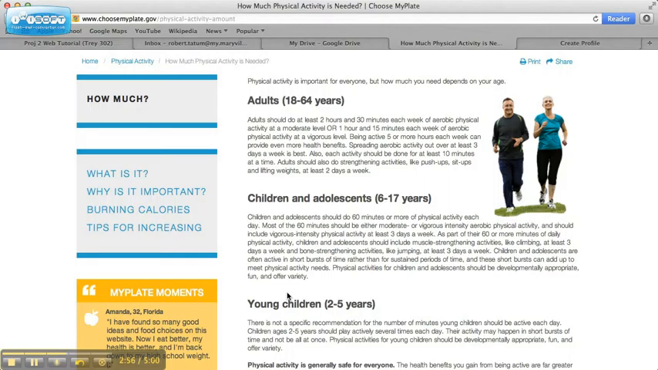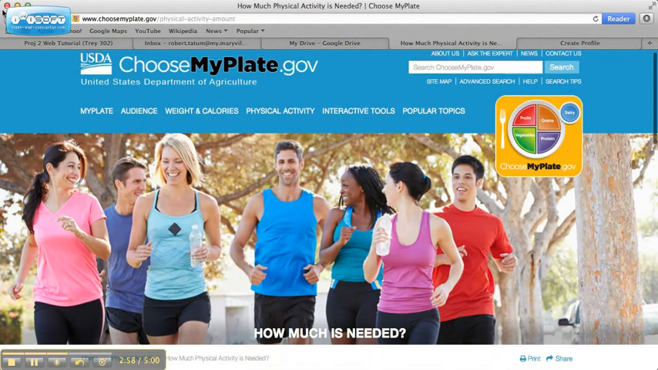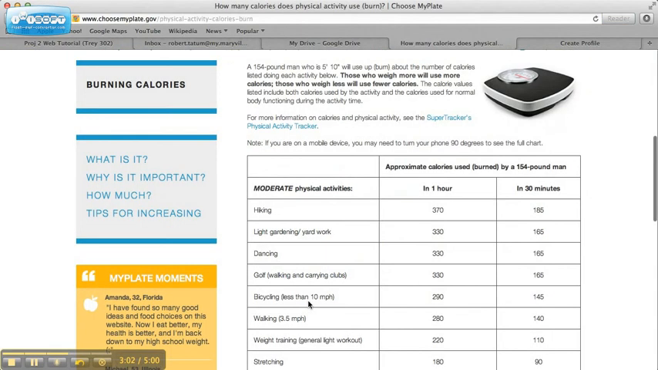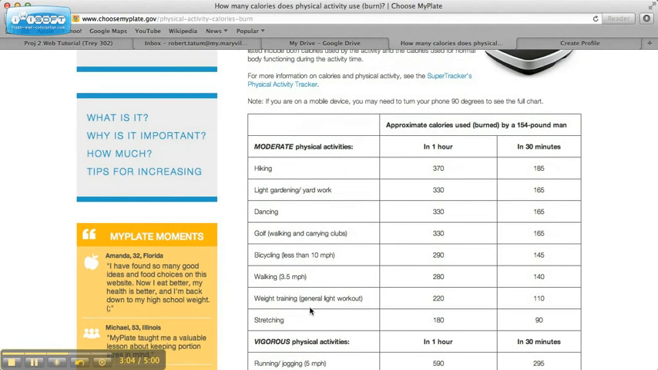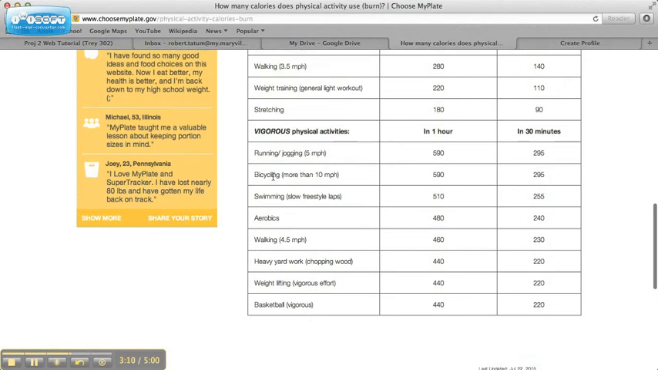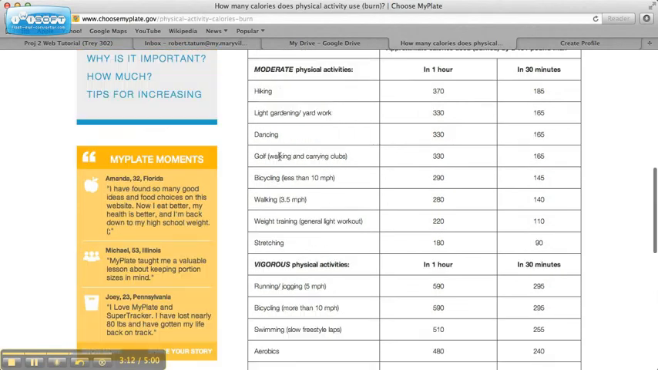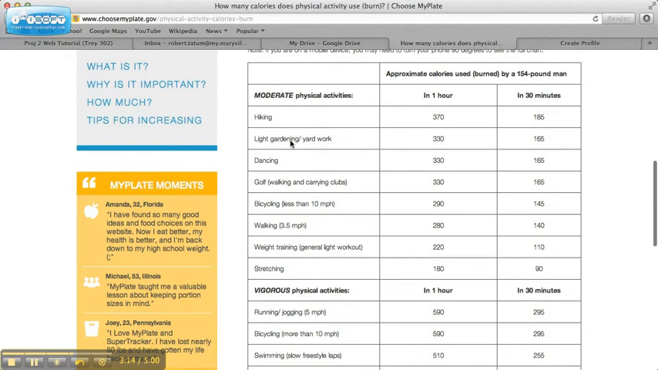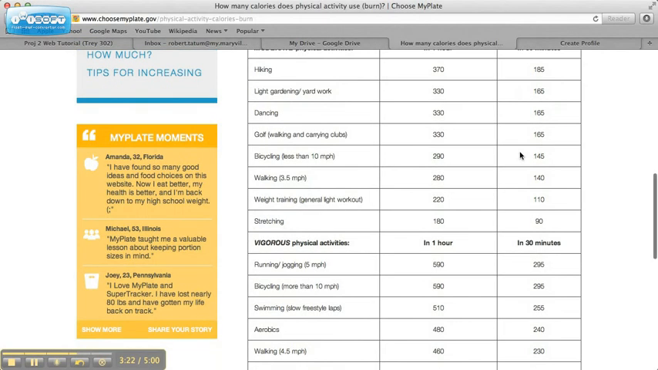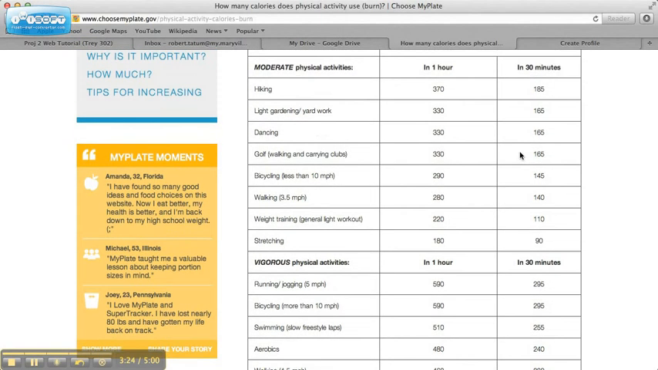If we go back to the list of tabs, we can also find out how many calories common physical activities burn, such as hiking and dancing, or sports such as basketball and swimming here down the bottom. These different physical activities are separated into moderate physical activities and vigorous physical activities, and the numbers given are how many calories are burned if one completed these activities for 30 minutes or an hour straight.